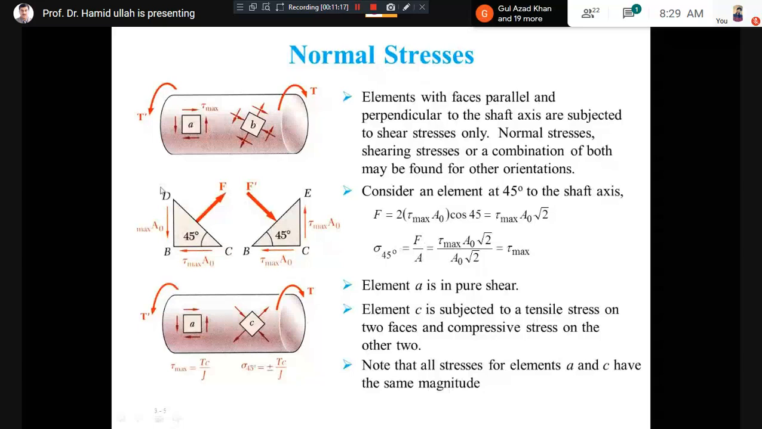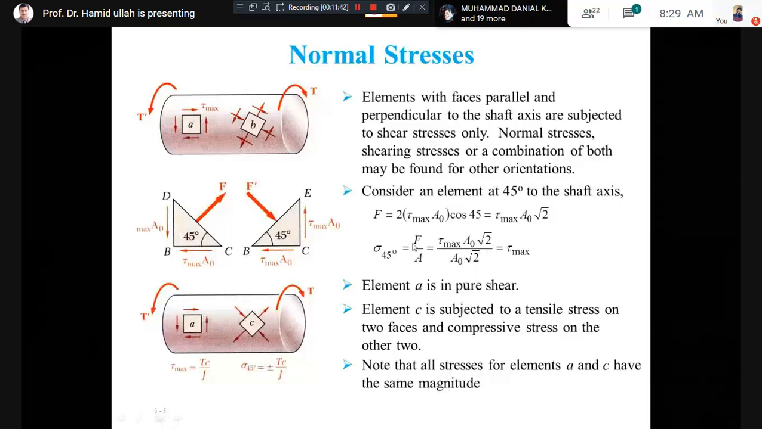Plane, and what is the area of the horizontal plane? So we assume A naught. A naught is a symbol showing the area of the horizontal as well as the area of the vertical. So in terms of A naught, the area of the diagonal plane will be A naught under root 2.